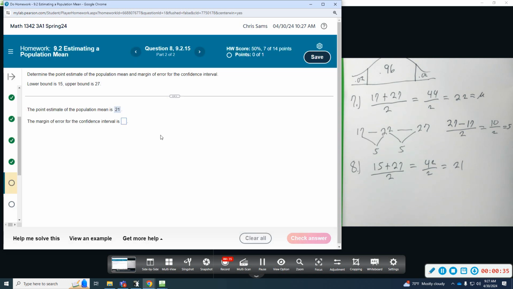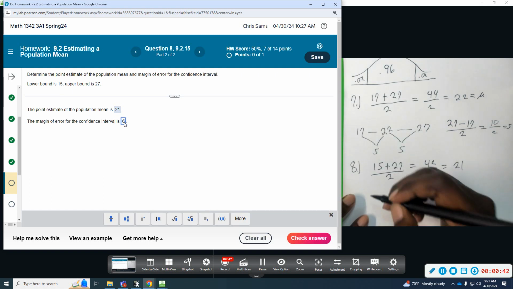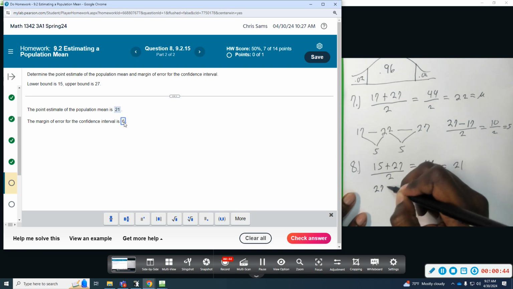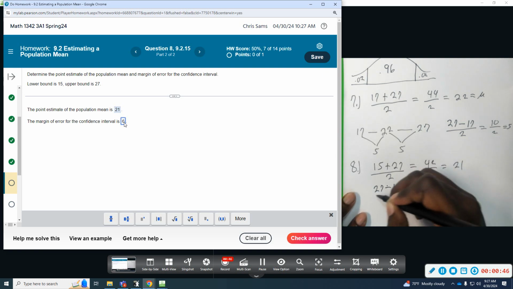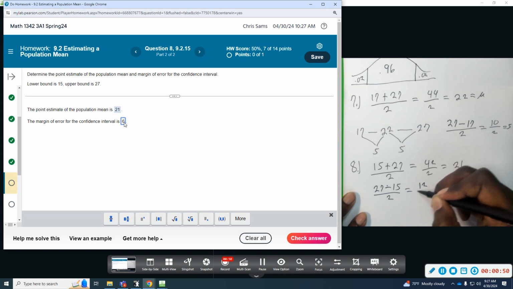32 42 divided by 2 gives me 21. And then if I just do 21 minus 15, that will give us 6. So I'm just using the edge, but you can do 27 minus 15 and divide that by 2 as well. Gives you 12, and divide that by 2 gives you 6.